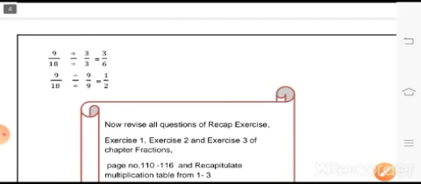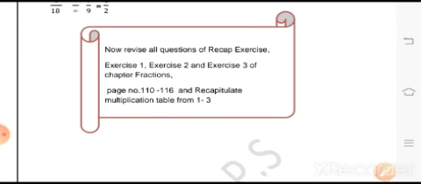So students are requested to revise the recap exercise of exercises 1, 2 and 3 of chapter fractions.